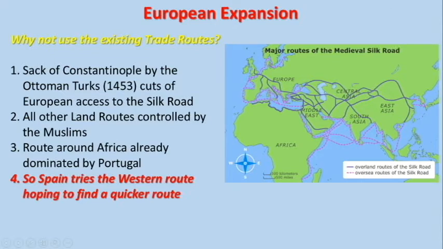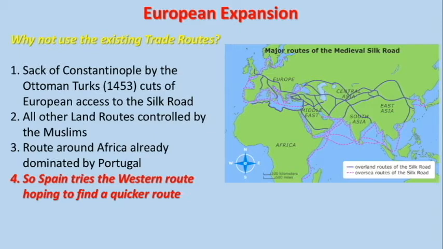So, with the Muslim kingdoms blocking the way, the nations of Europe really had no other option but to either trade with the Italian merchants who dominated the trade in the Mediterranean, or do without the spices. Since they really didn't want to do without the spices, they were looking for a cheaper route.